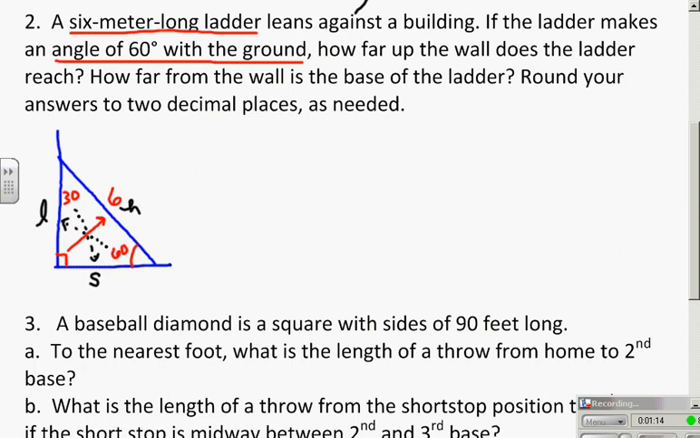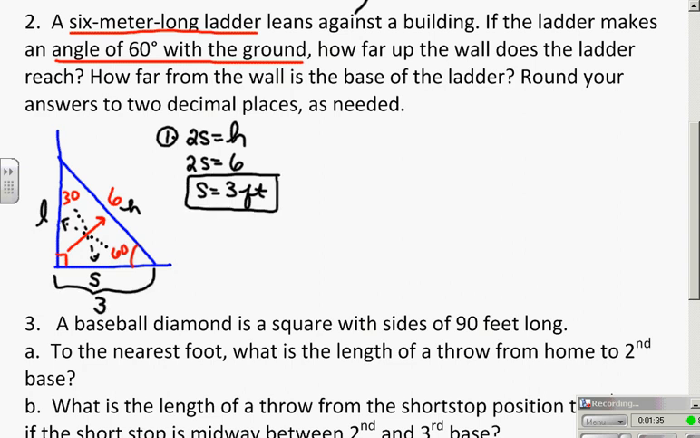So going ahead and solving for my short side, remember that 2 times the short side is the hypotenuse. Substitute in what you know. 2 times the short side is 6. Divide by 2. S is 3 feet. So my ladder is 3 feet away from the building.